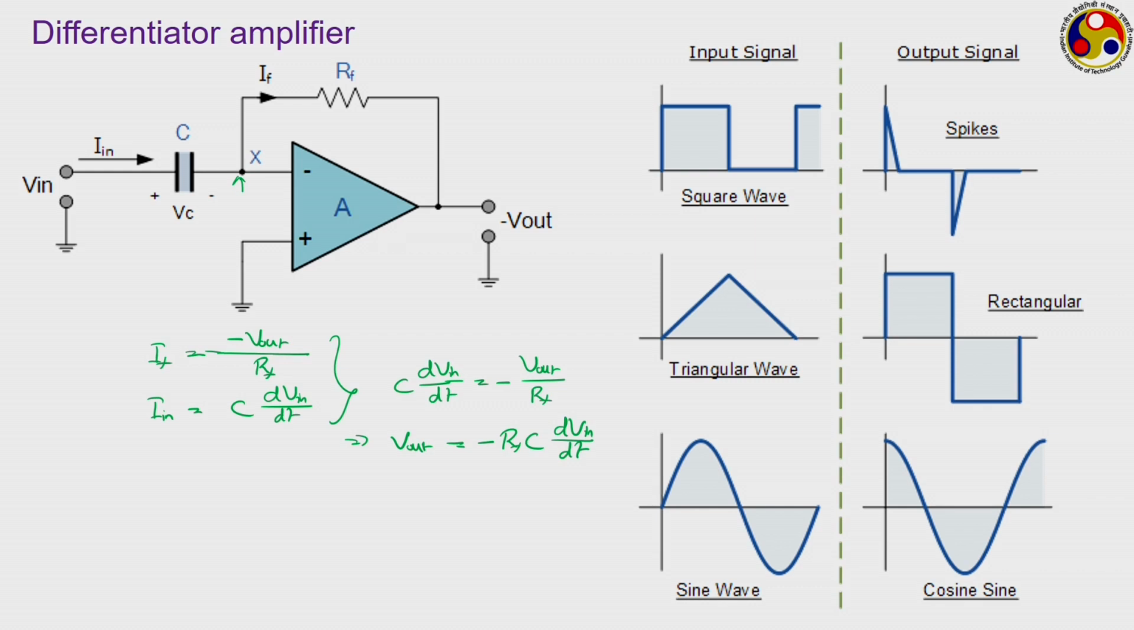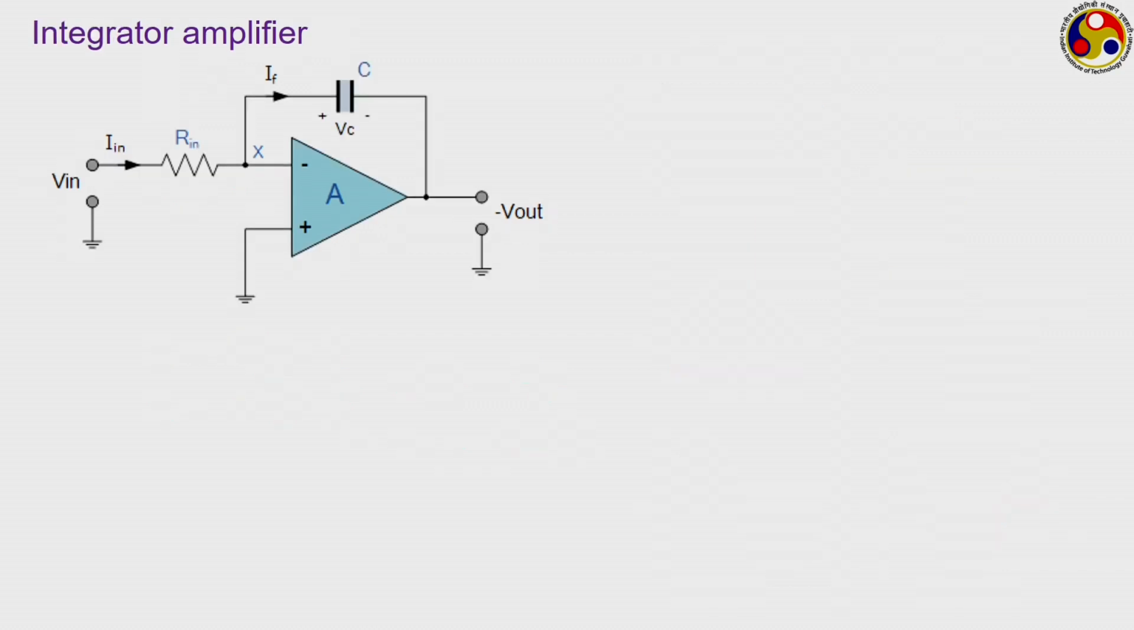Just the opposite of this is an integrating circuit, where the resistance is in the main line and capacitor in the bypass line to this amplifier. So again, here voltage at the point X is equal to 0 and IN and IF are equal to each other. So your IN will be equal to V in upon R in, and IF will be equal to C into dV out dt, or minus, because there is a minus sign here.